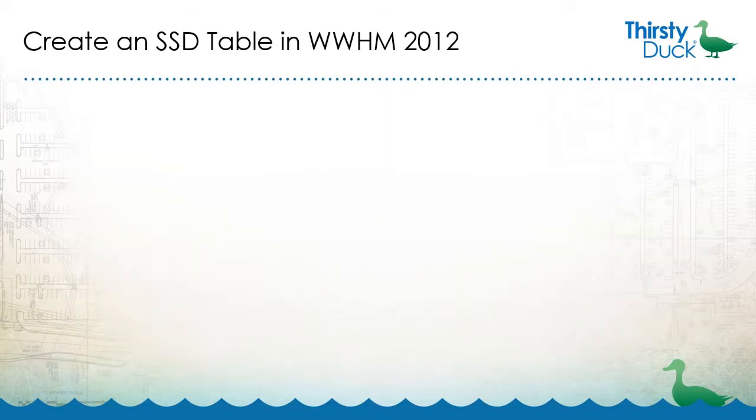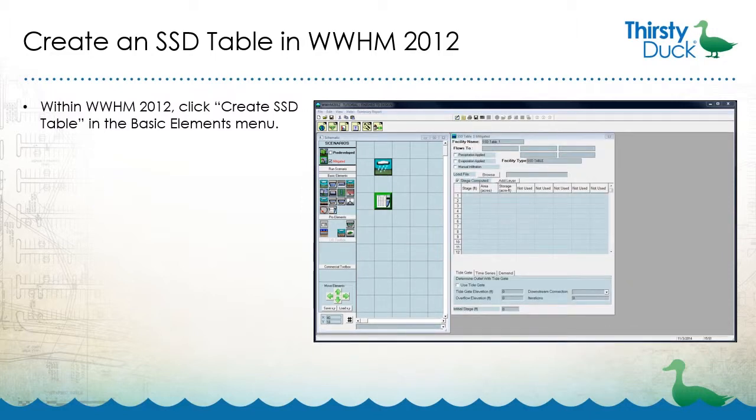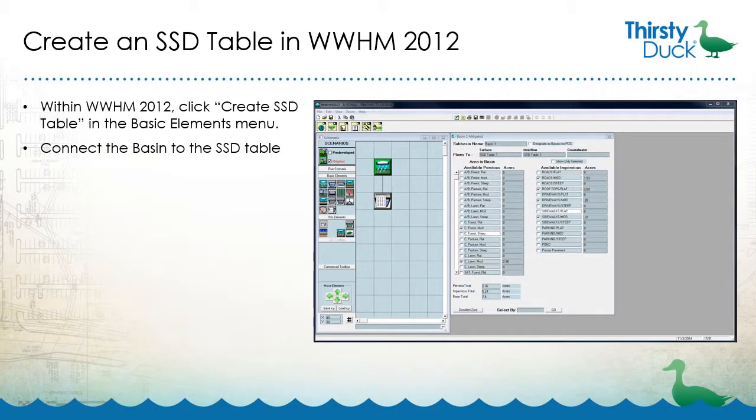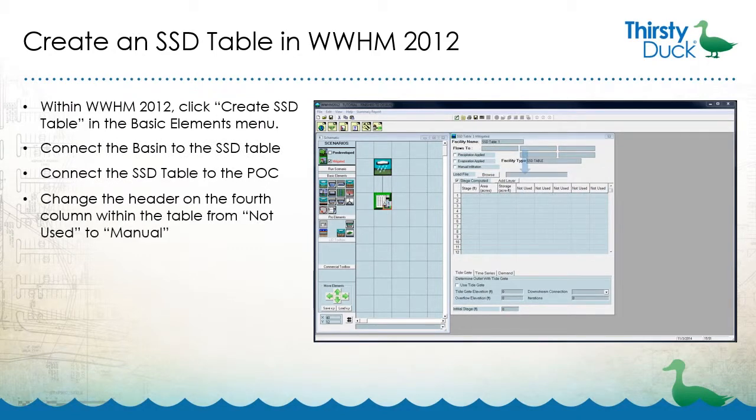From the Basic Elements menu in WWHM2012, create an SSD table. Connect the basin to the SSD table and connect the SSD table to the POC. Change the header on the fourth column in the SSD table from Not Used to Manual.